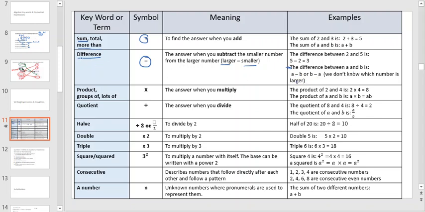But the most important thing is to understand that each keyword, like product, refers to multiplication. Product is the answer when we multiply. And look at the examples that are there for you. So please make sure you write this down if you haven't got it already. And if you do have it, just read through this before you try the next section.